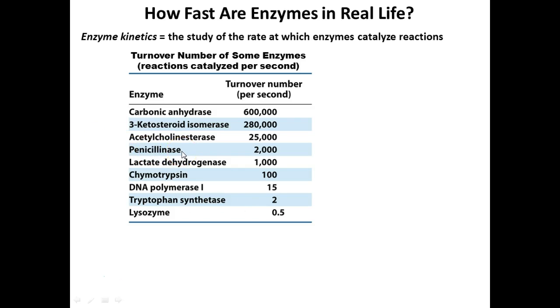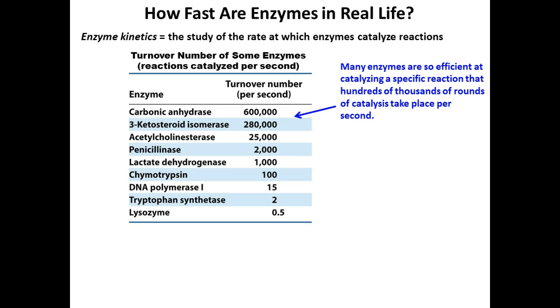Penicillinase, right? This is an enzyme that some bacteria have that can destroy penicillin. They can destroy 2,000 molecules of penicillin a second. So hence why, of course, if they have this type of protection, penicillin is not going to affect them, right? Because they're able to destroy it very quickly before it can affect their metabolism of peptidoglycan. So many enzymes are so efficient, right? So as you can see, very fast.